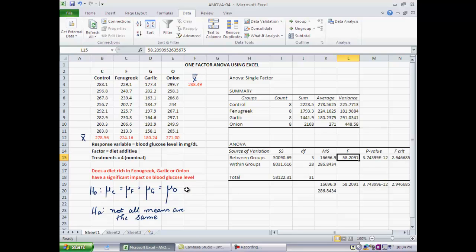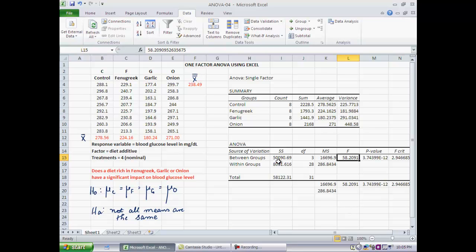So this was my null hypothesis. I reject the null. Similarly, if I go with the p-value method, then the p-value is way lower than alpha, which is 5%. So I again end up rejecting the null. So this is how you go about interpreting the ANOVA output.